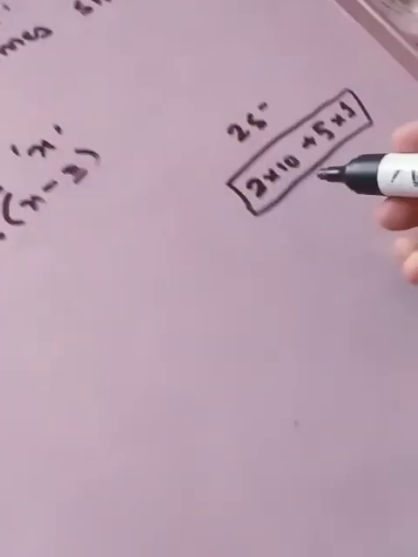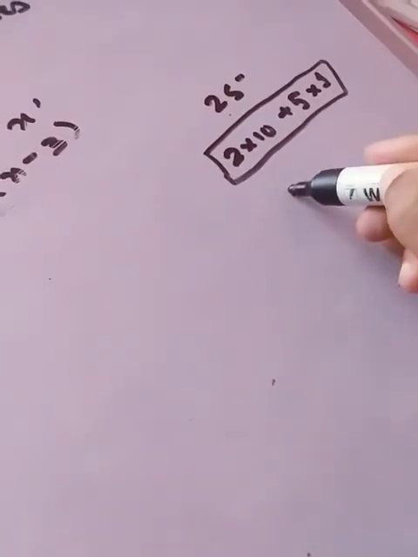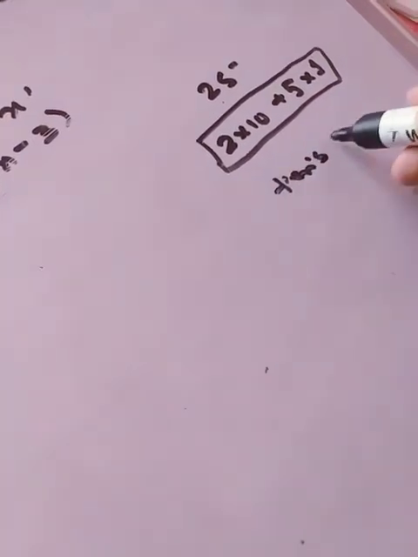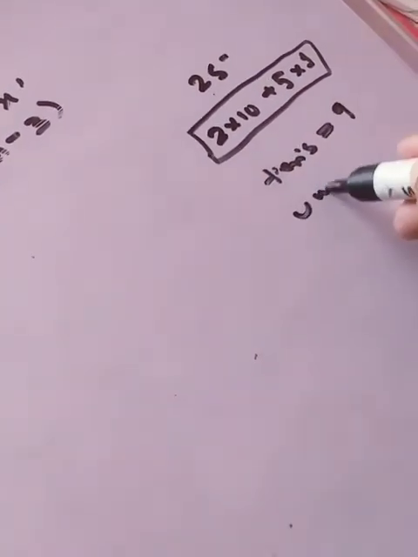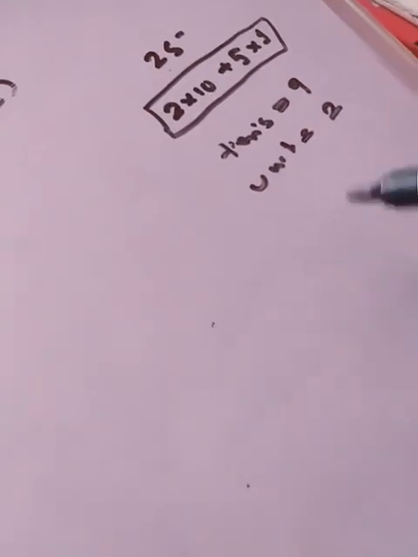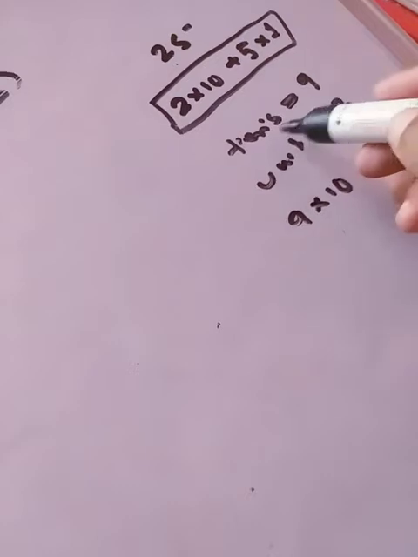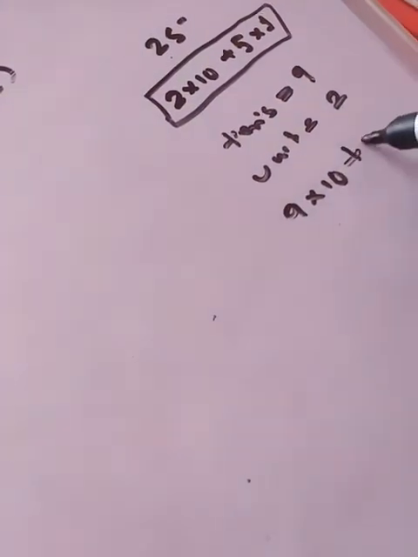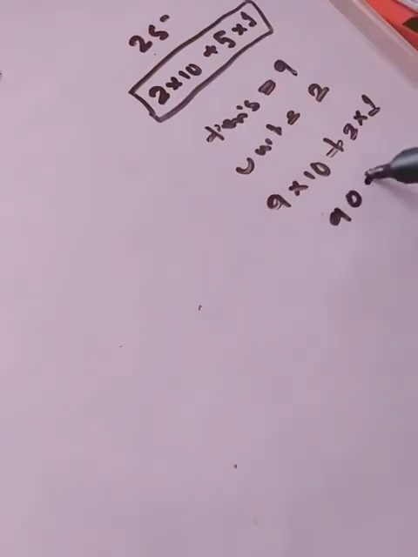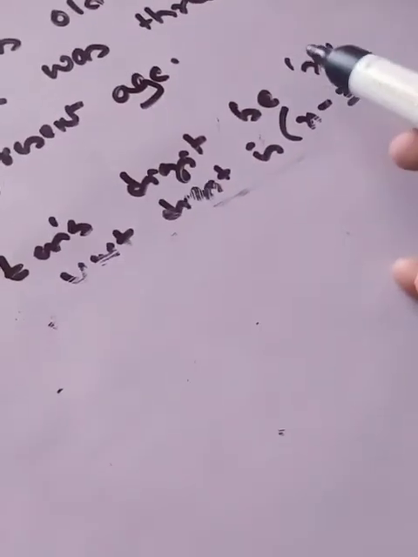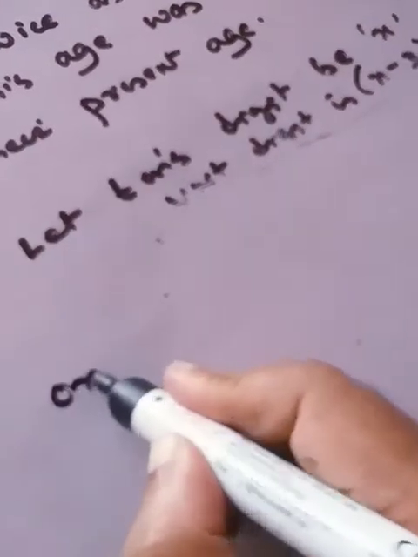Similarly, suppose somebody asks me, in the tens place there is the digit 9 and in the unit place there is the digit 2, so what is the number? You write 92, or you can write 9 into 10, because any digit in the tens place you multiply with 10, and the unit digit you multiply with 1. So the number is 92. Very similar thing we have to do here. Let the tens digit be x. If any digit is in the tens place, we multiply it by 10, and this is the original number we have to get.